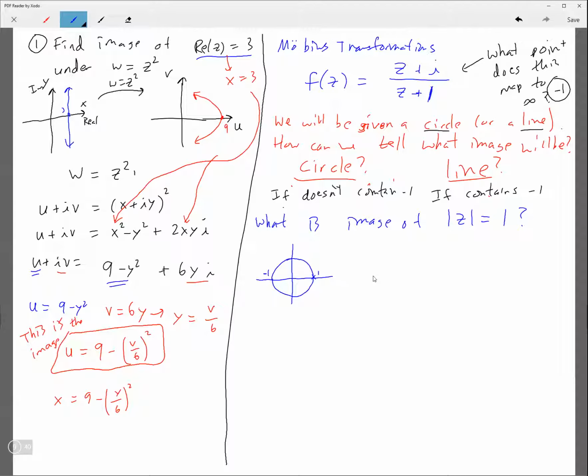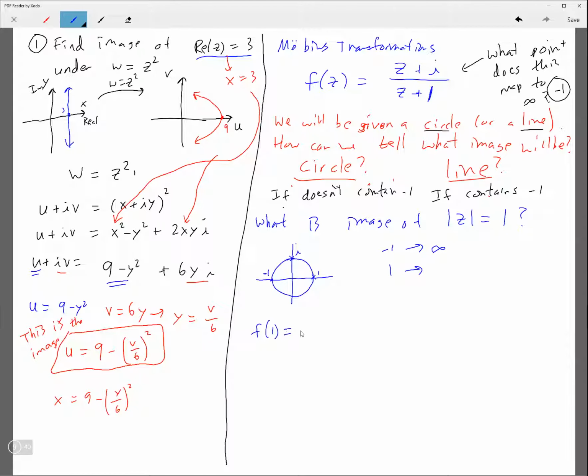Okay, so we know the image is going to be a line. So then all we have to do is maybe pick a couple points on this circle. We know negative one is going to go to infinity. What is one going to go to? So we have one and we have i. Those are the easiest ones to choose, I think.